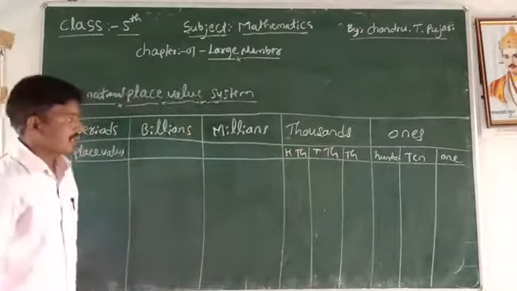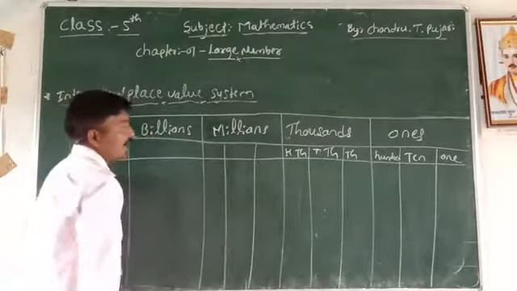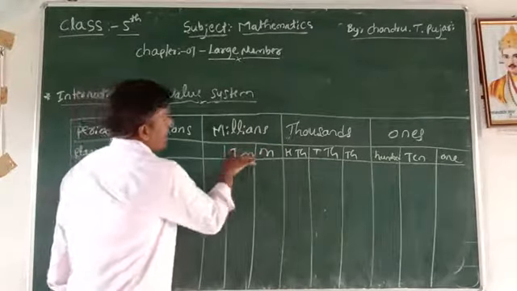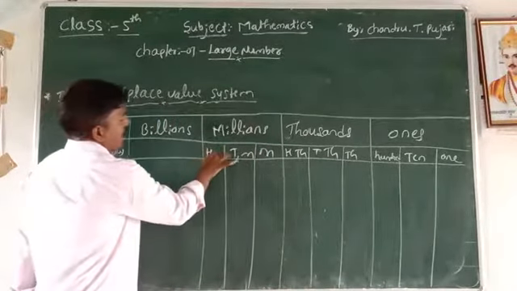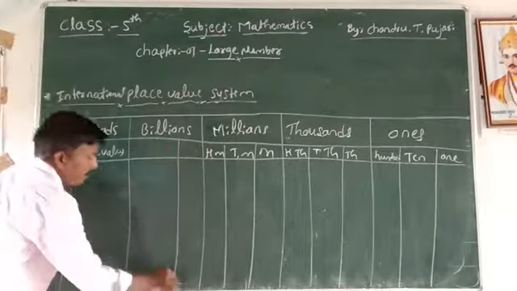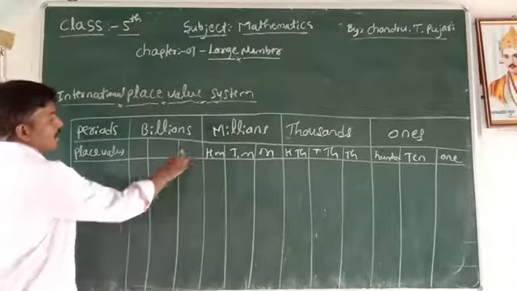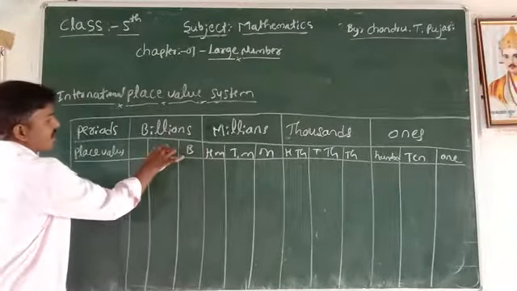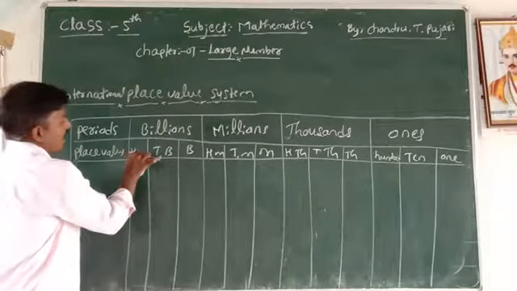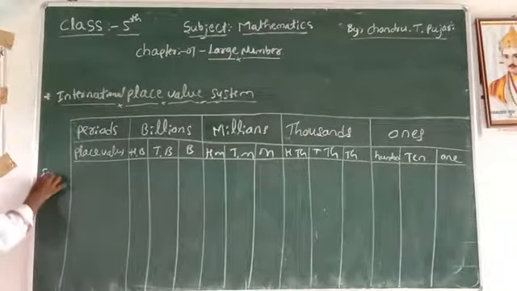100,000. In the million period also, there are 3 places. First one is million, next 10 million, next 100 million. In the billion period also, there are 3 places. First one is billion, next 10 billion, the next 100 billion. This is place value.